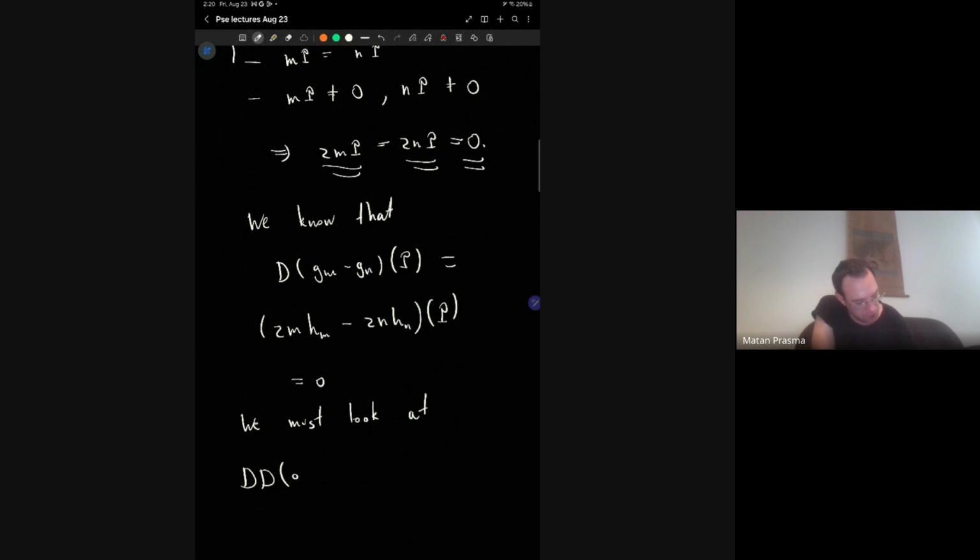Derivation of gm minus gn. But that's okay because we have a formula for the derivation of gm minus gn. This is 2m, this is now d of 2m hm minus 2n hn. And I want to evaluate this at p.